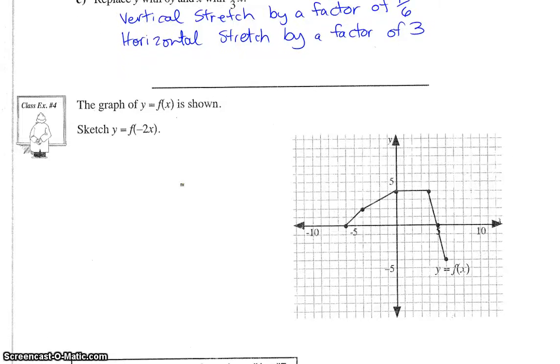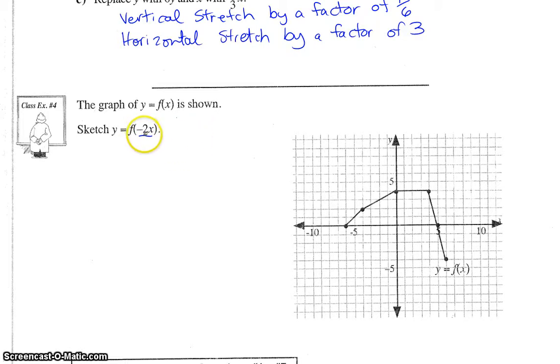And I'm going to actually add to this example as well, since we kind of skipped a good part of the lesson. Okay, the graph of y equals f of x is shown. Okay, there it is. Sketch y equals f of negative 2x. Now before you just start jumping into this, let's first recognize what we have and write down what transformations we have in what order.